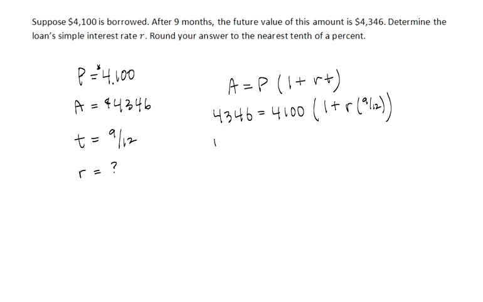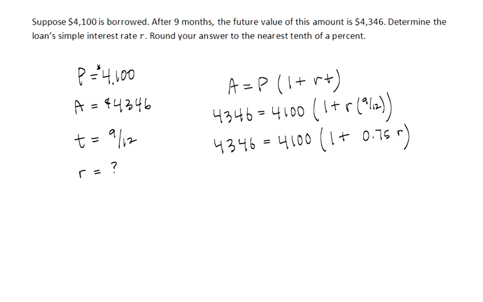So cleaning that up a bit, let's write 4,346, sorry about that, equals 4,100, and in parentheses we have 1 plus 9/12 is the same as 0.75. So instead of writing it as a fraction, let's write it as a decimal. That's kind of what we're used to. And I'm going to switch this around to read 0.75r, just because we normally like to see the number in front of the variable when we're talking about algebra.